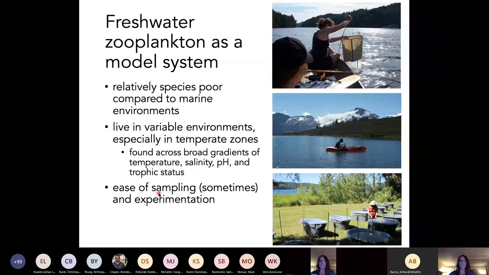They're relatively easy to sample in lakes, which is one of the reasons why I like to work on zooplankton. You can get out in a canoe or an inflatable raft. These are some students from my lab. And you can collect relatively comprehensive samples, as well as do experiments. And this is another one of my students doing a mesocosm study at a reservoir in Central Oregon.